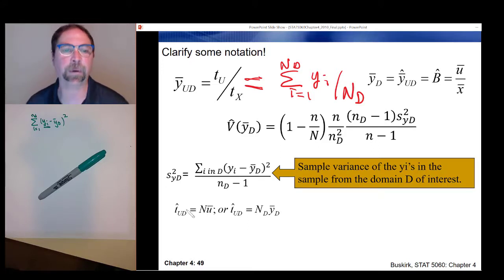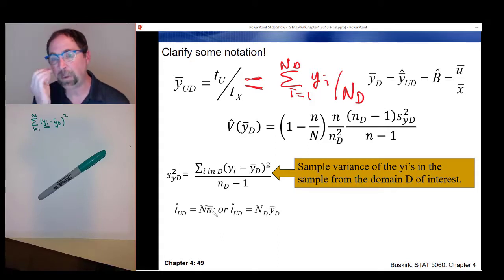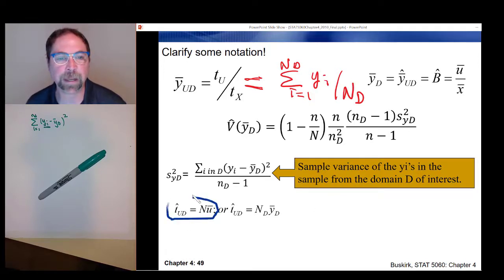This is not as powerful an estimator, obviously, as this one, because this uses additional information. We have to essentially estimate that from our u bar. And remember, u bar is the numerator of b hat in this case. So now, if we're in this situation where we don't know n sub d, we're going to have to calculate the standard error of this statistic here. Now, if we do know n sub d, the standard error of this is nothing more than n d squared times the variance of this estimator.